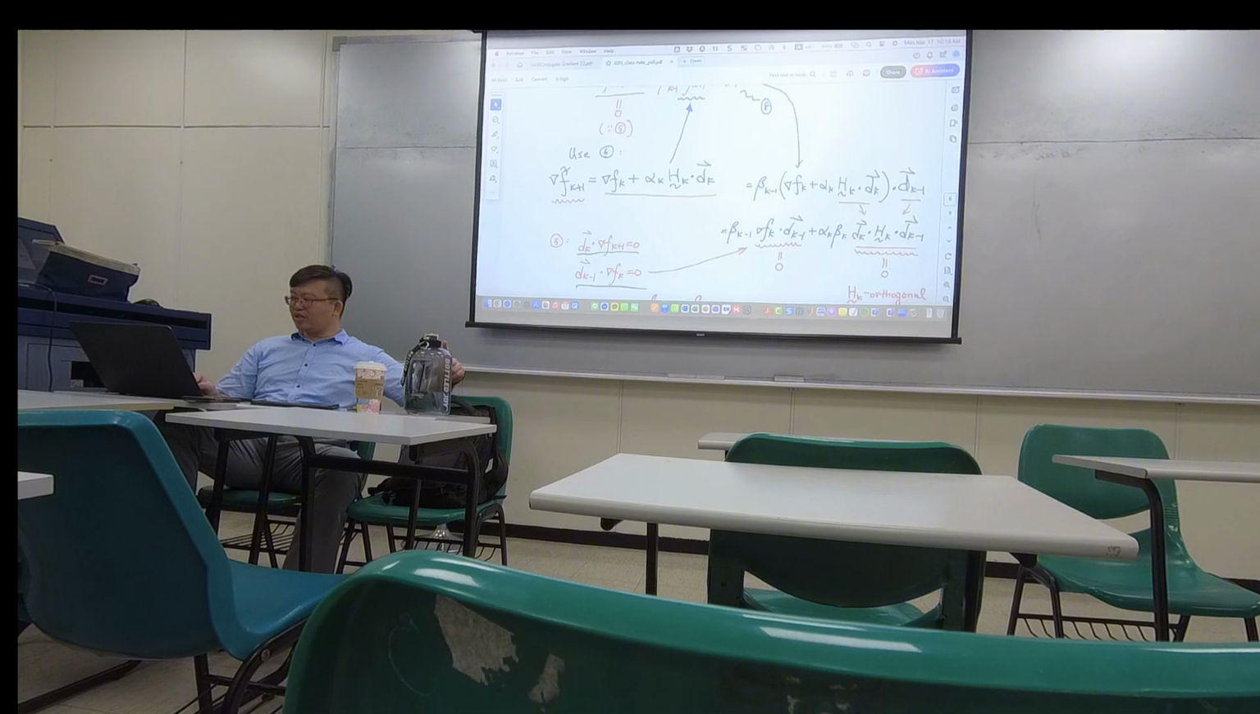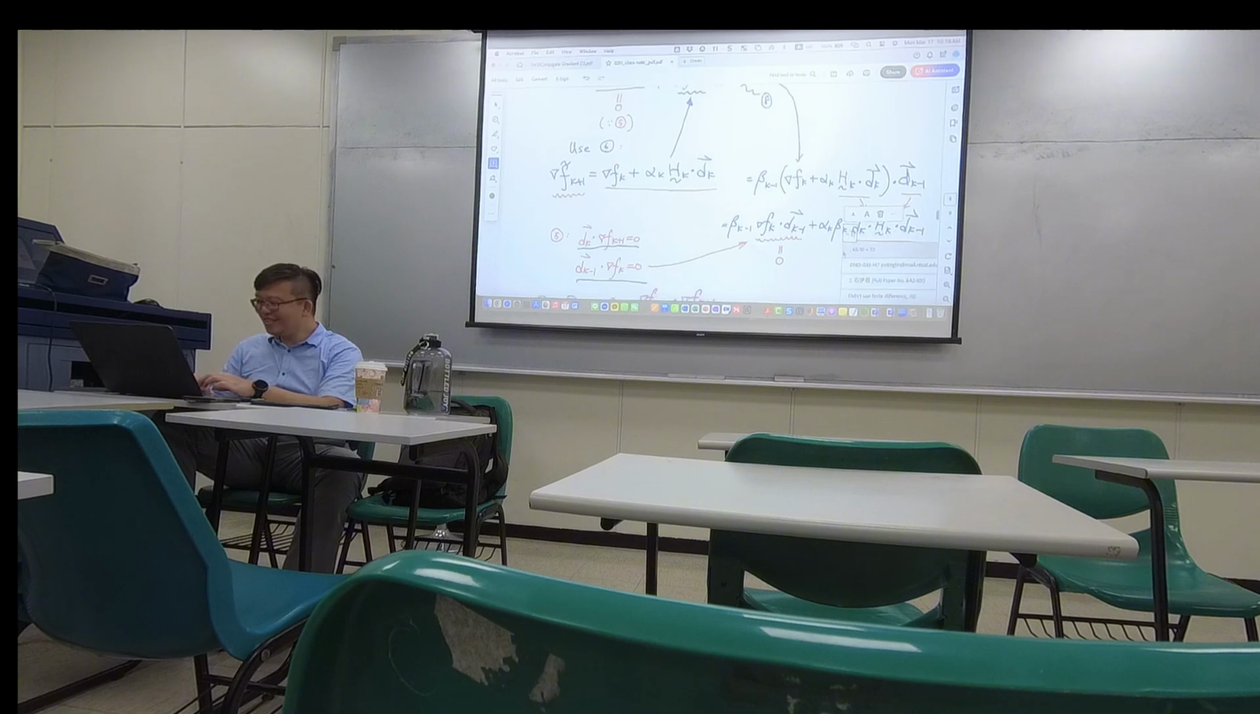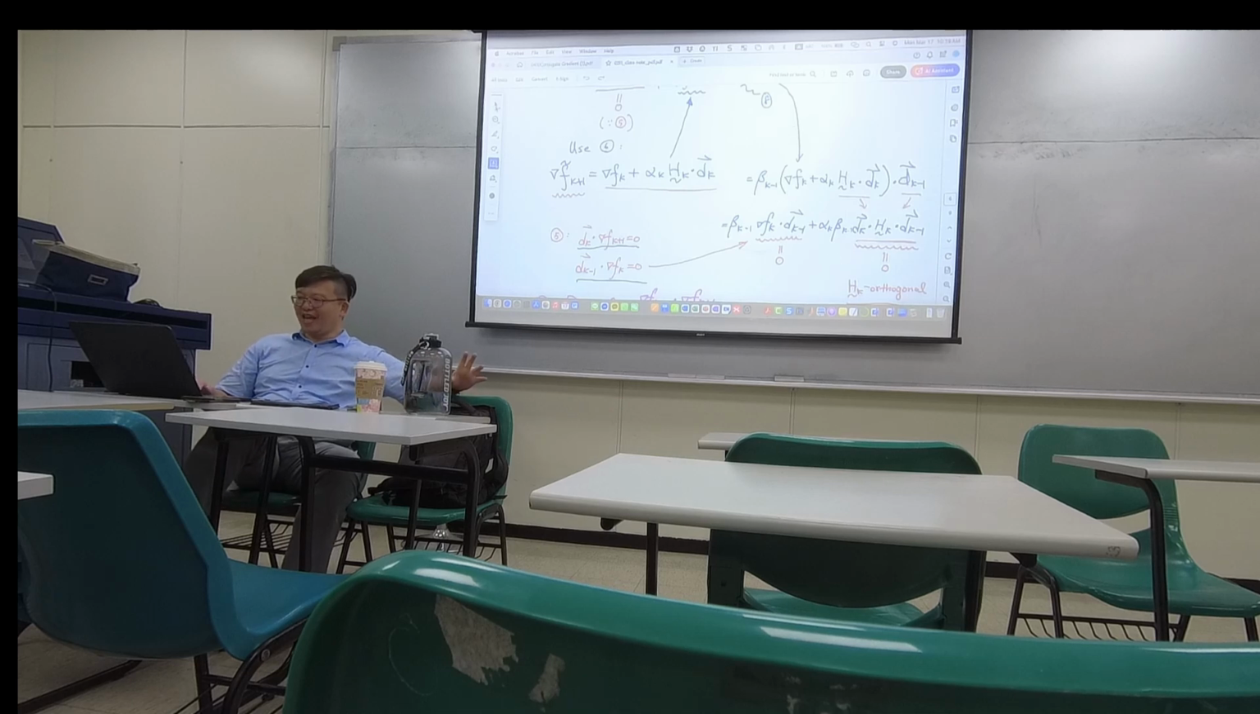I think this is a typo. This should be beta k minus 1, but it doesn't matter. It's a typo. I will correct it. It should be beta k minus 1. But it doesn't matter, because later on everything is 0.